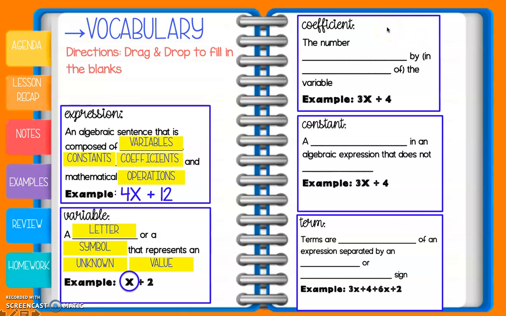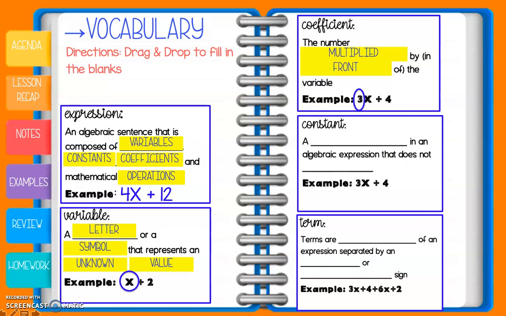Now, a coefficient is the number that is multiplied by or in front of the variable. So when you look at this expression here, 3x plus 4, you can see that the 3 and the x go together like this, okay? We write them together like that because they're being multiplied together and we're not writing the multiply sign. So a number in front of it is called the coefficient. 3 is the coefficient in this case.